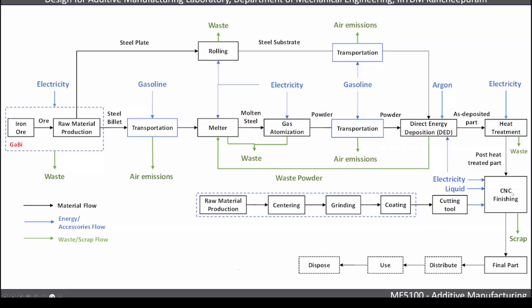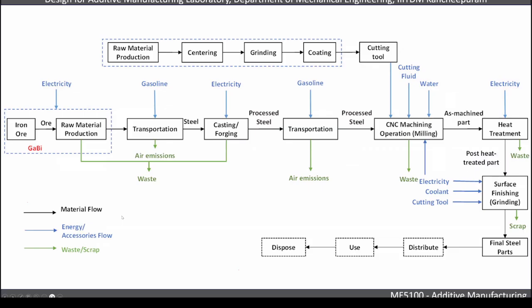And then finish machined using CNC, because DEDs are near net shape processes. Once DED produces it, you have to take it for machining, right? And then the waste powder being produced, and electricity. So you can look at all the energy and material flows. This is again the same process, but if you see only CNC machine without having 3D printing, what is the total comparison between them, right?